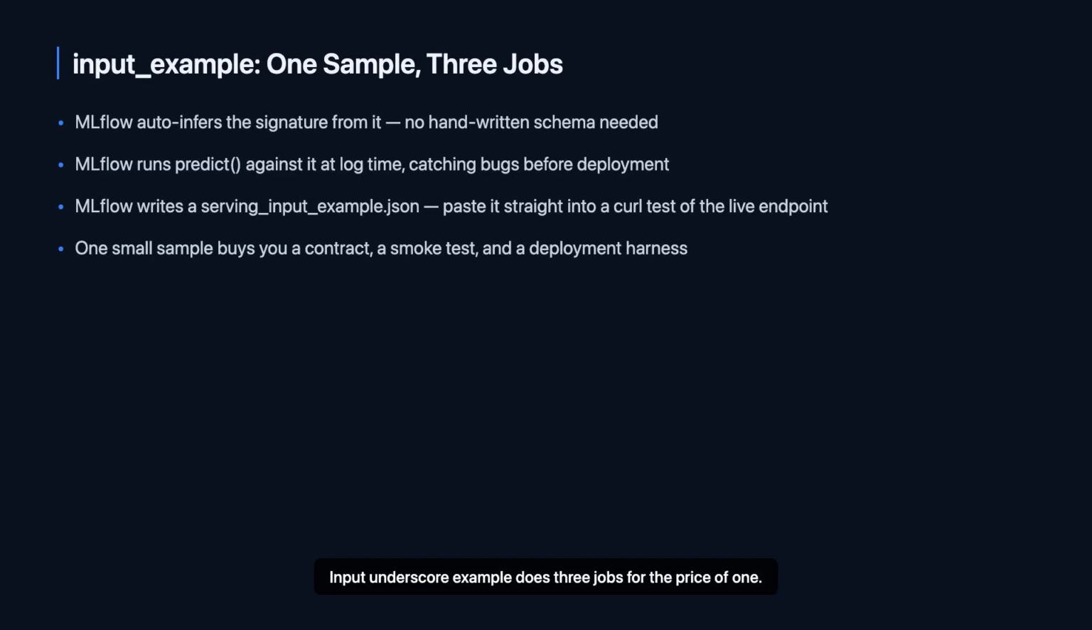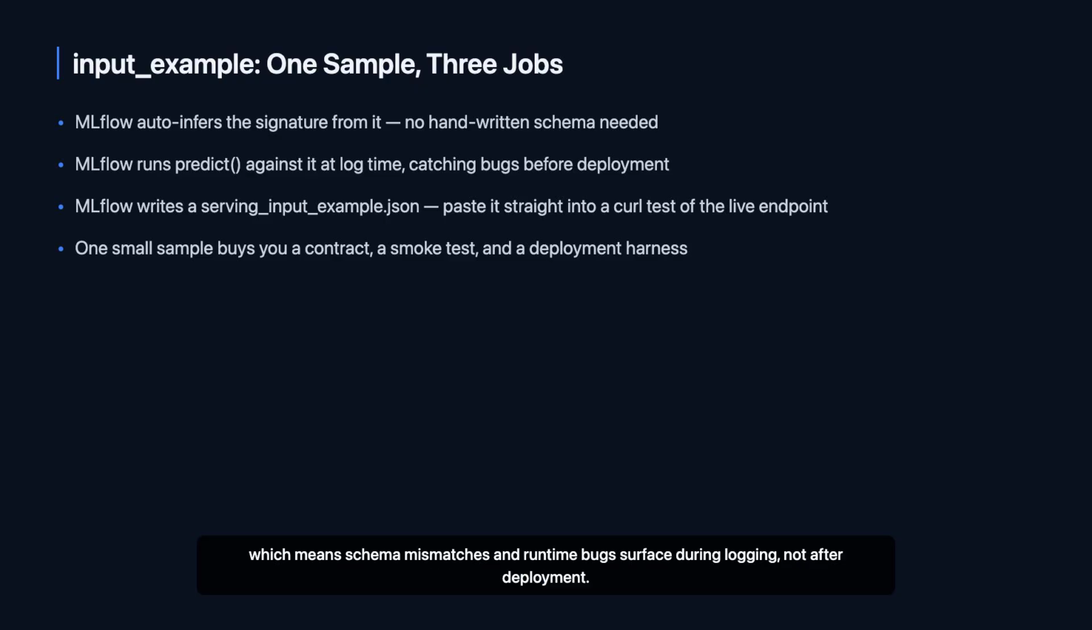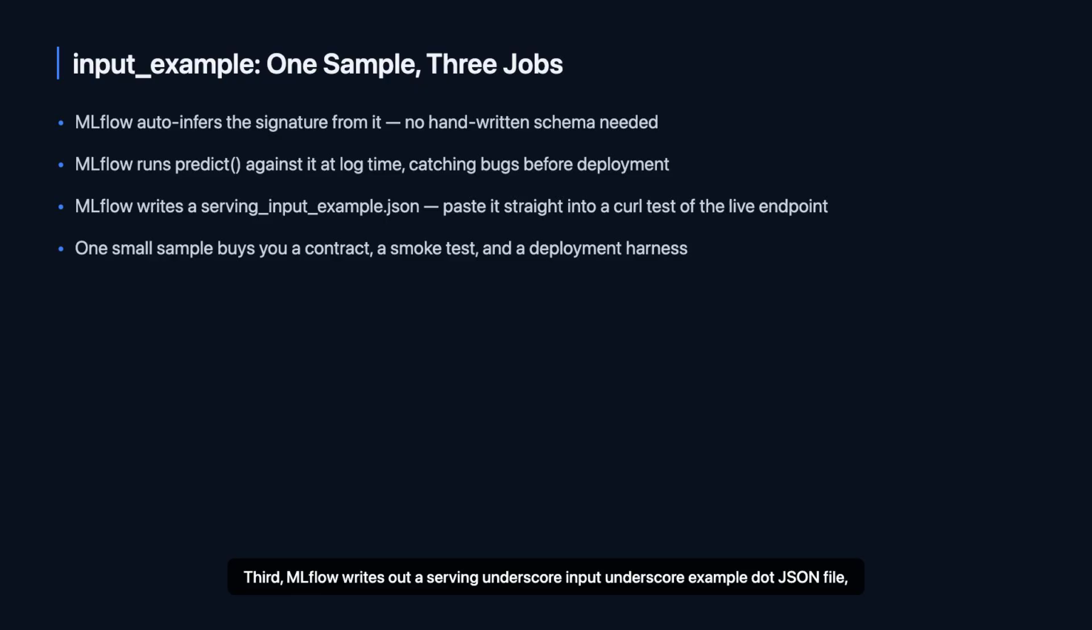Input_example does 3 jobs for the price of 1. First, MLflow uses it to auto-infer the signature, so you never write a schema by hand. Second, MLflow runs predict against it at log time, which means schema mismatches and runtime bugs surface during logging, not after deployment. Third, MLflow writes out a serving_input_example.json file, shaped exactly like a REST payload, so you can paste it straight into a curl test of the production endpoint. One small sample buys you a contract, a smoke test, and a ready-to-use deployment harness.